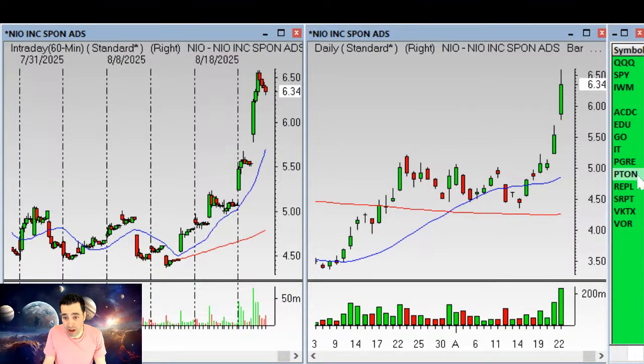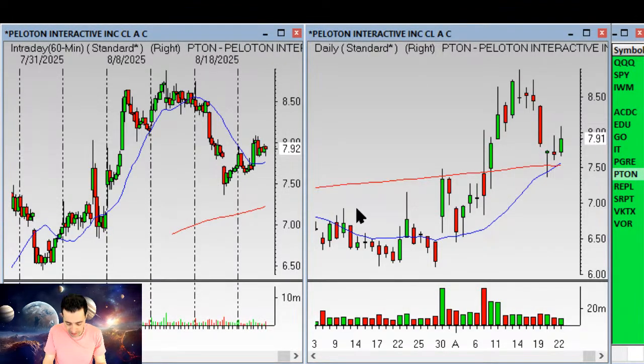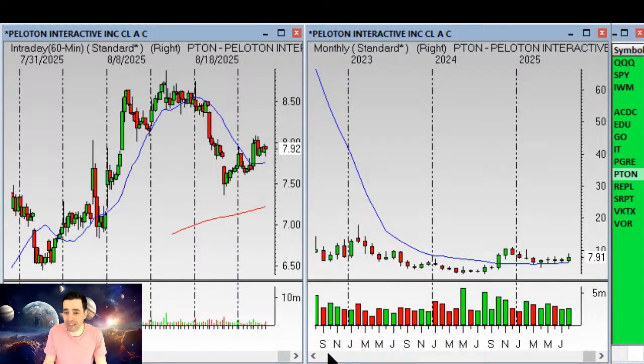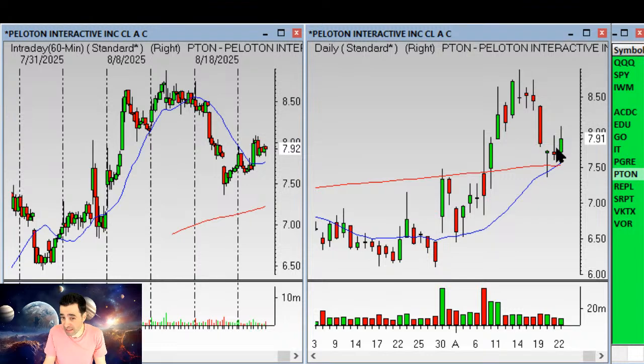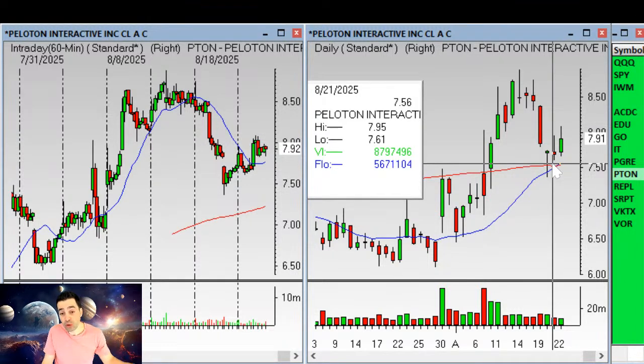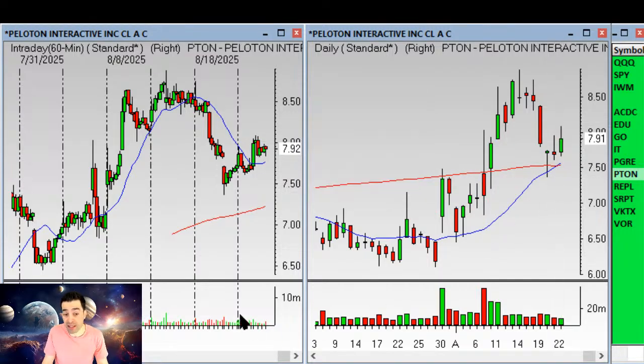So Peloton, the reason why I'm mentioning the Peloton is because it also looks good on the monthly and it looks good on the weekly, right? So interesting. It has a daily buy setup. It triggered already, to tell you the truth, on Thursday. It re-triggered on Friday, and I'm still not in it.